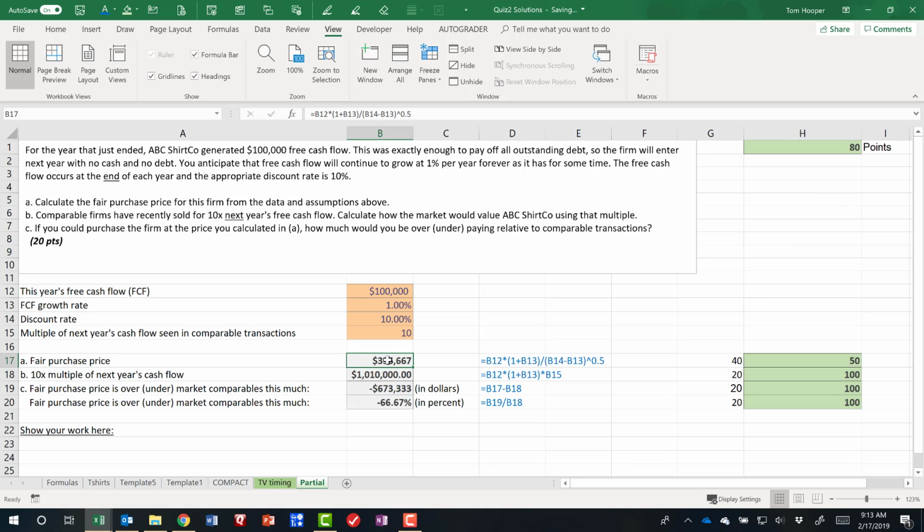So here's a person who didn't get the fair purchase price right. Gave them half credit because for some reason they took the Gordon formula and then took it to the power of 0.5, or I guess actually took the denominator to the power of 0.5, which really didn't make any sense at all. So they lost some points for that, but they did everything else correct. And I just want to point out that even if you'd left that blank and you'd come in here and done that simple math and that simple subtraction and that simple subtraction, then you still would have gotten 60% of the points on the problem.